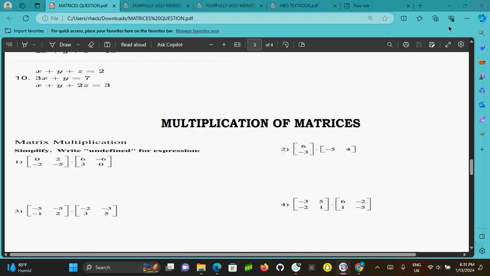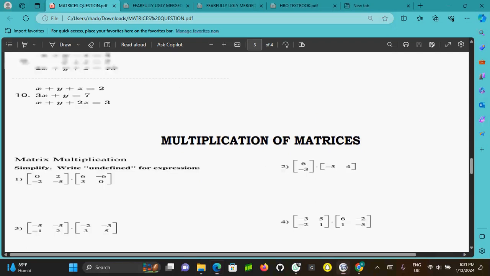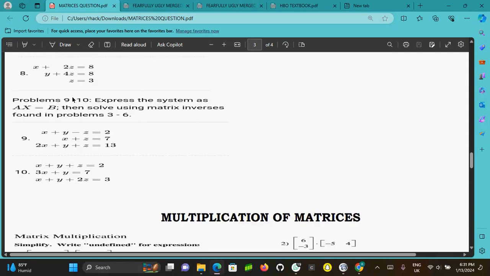So let's move on. I know that the multiplication and then the addition and subtraction is simple to do based on calculator. And here it says express the system as AX equal to B, then solve using matrix inverse. Solving using matrix inverse is the reason why they brought elementary operation. So let's rather solve using elementary operation. Let me bring my whiteboard. Then we'll solve this using elementary operation.